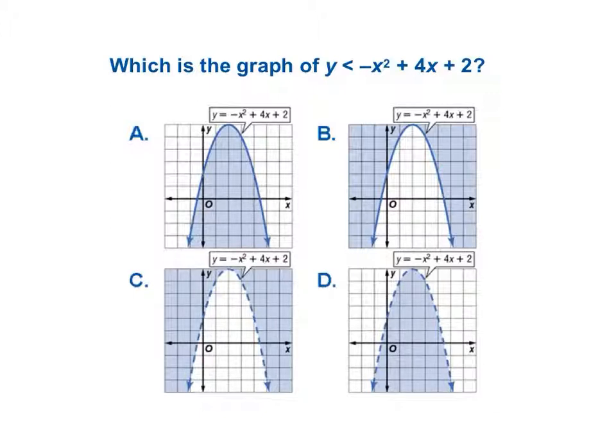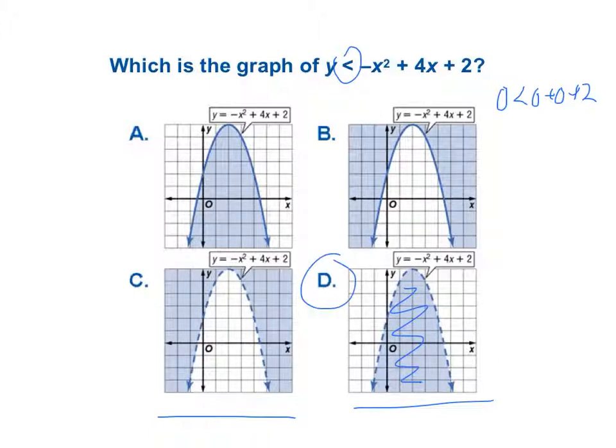Okay, so it says here, which is the graph of y is less than negative x squared plus 4x plus 2, and they already have it graphed for you. So we know we can eliminate a couple of these because this is less than but not equal to. So we know it's going to be either C or D. And so the other thing that we have to know is, is it on the inside or the outside? So I'm going to pick a test point, which is my ultimate favorite test point, (0, 0). So I'll have 0 plus 0 plus 2. Is 0 less than 2? Yes. So it's going to include the inside, and so it's D.